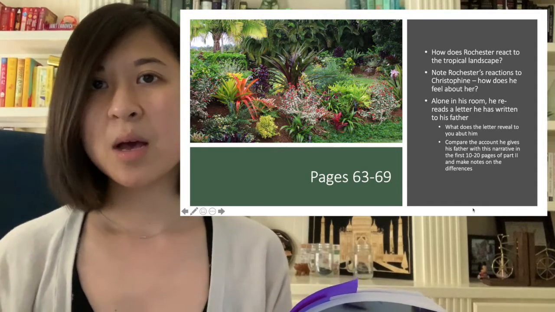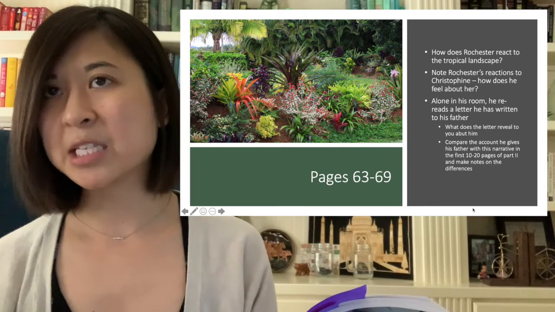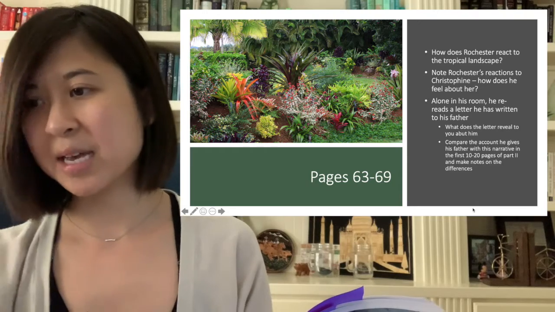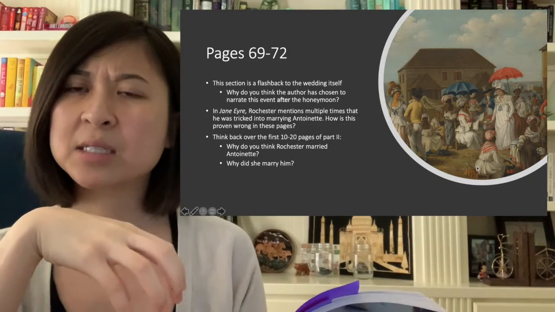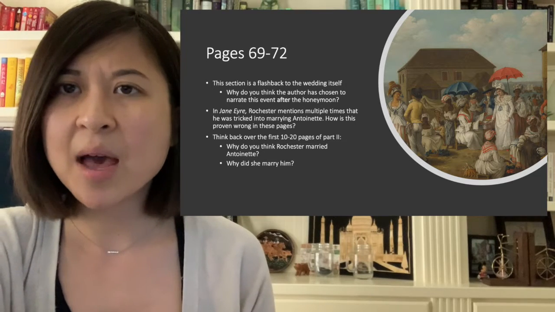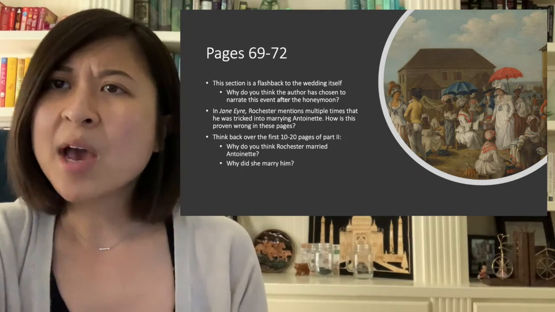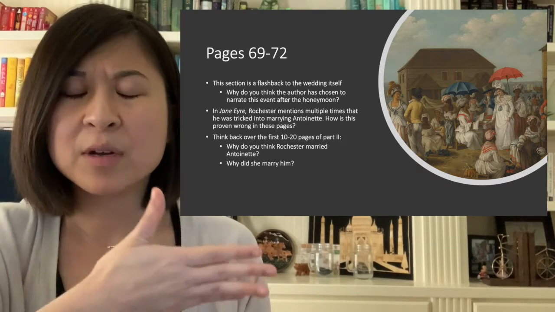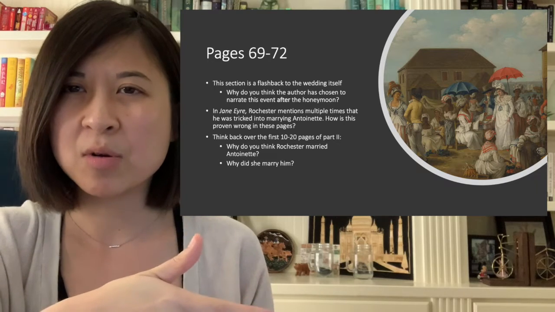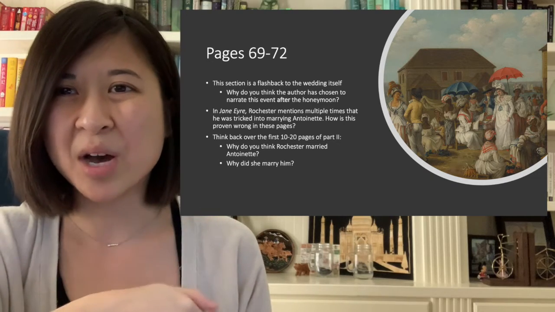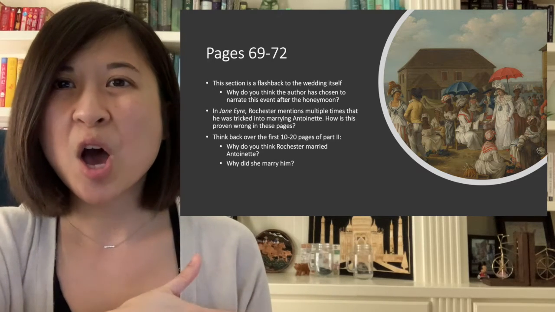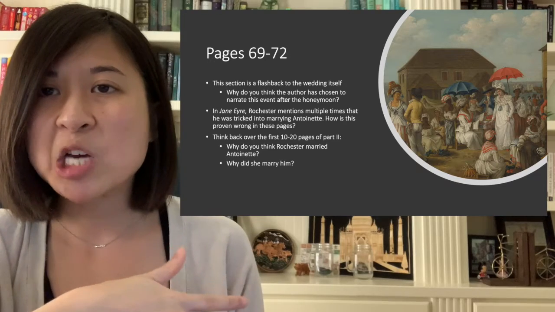Okay, and then of course the next couple of pages, hang on, I'm switching my PowerPoint slides. He then flashbacks to the wedding itself. I want you to consider the timing of that and the purposeful placement of that. Why would the author Jean Rhys have Rochester narrate this event after the honeymoon? And consider what happened in part 1 when Antoinette narrates her mother's death a year later, and what the implication of that means.